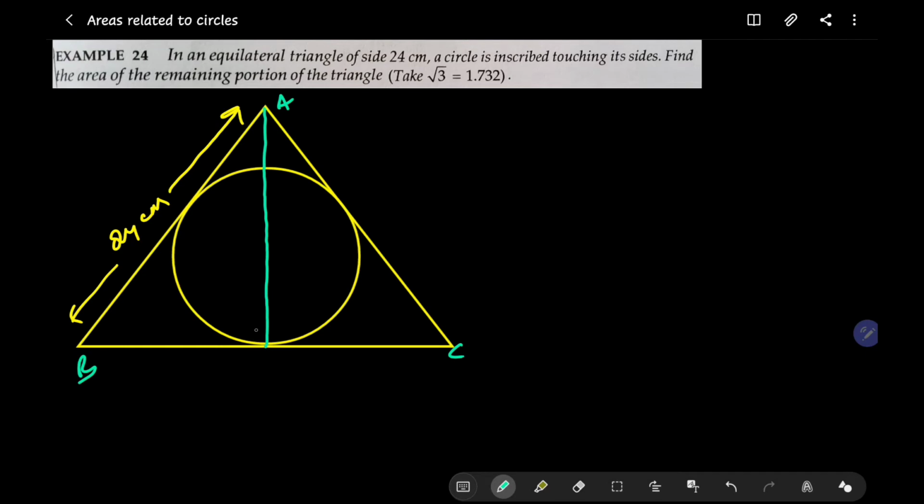I am dropping one perpendicular from the vertex A to the side BC. As it is an equilateral triangle, this perpendicular bisects BC at its midpoint, and also passes through the center of the circle.